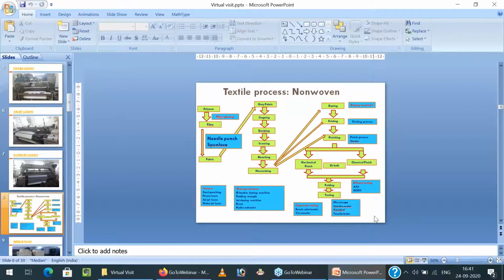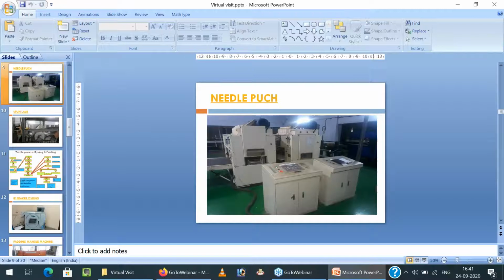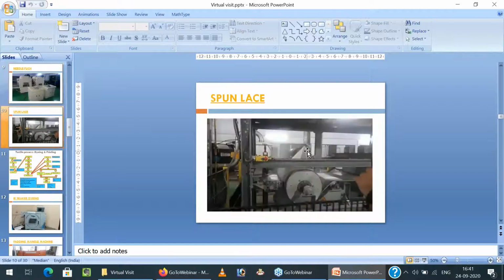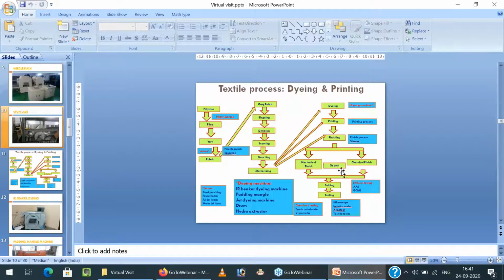Okay, needle punch we have already seen, spunlace hydro entanglement we have seen. Then going to the processing, dyeing and printing. So it is over to Mr. Parikh. He will explain the rest of the presentation.